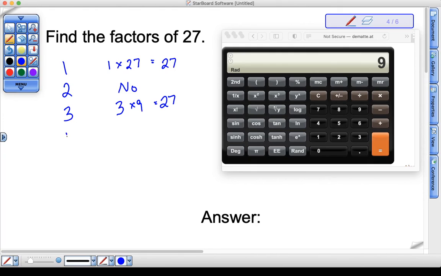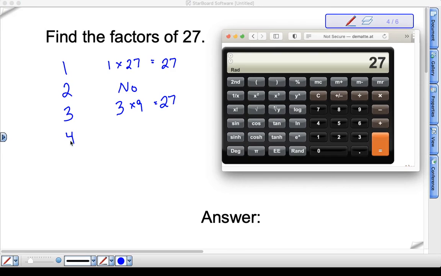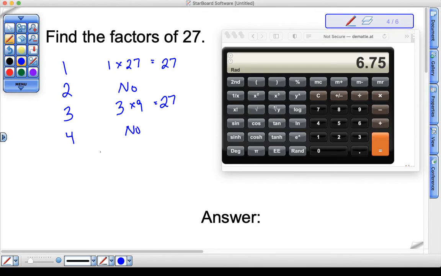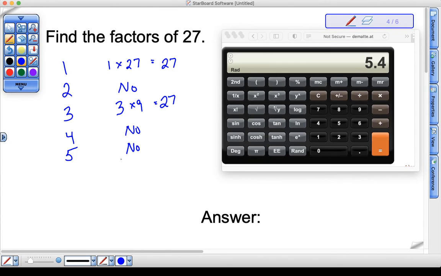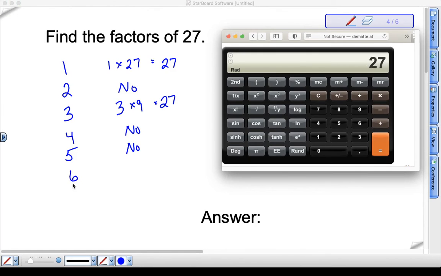So let's continue on. The next I'm going to try is a 4. So I'll go over to my calculator, put in 27, divide that by 4. I got a decimal, so that does not work. So that's a no. Next number I can try is a 5. So I'm going to type in 27, divide by 5. More decimals, that's another no. Let's try 6 and see if that works. So I'll put in 27 divided by 6 into the calculator. Another decimal, there's another no.